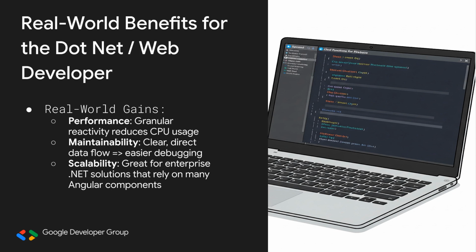Second, maintainability. The code you write with signals tends to be much easier to understand and reason about because the data flow is so explicit. You know exactly what's going to happen when a signal changes. And finally, scalability. If you're building really large enterprise-level applications, especially in the Angular world, signals offer a path to building UIs that are more performant and manageable. So there are lots of reasons to be excited about signals.